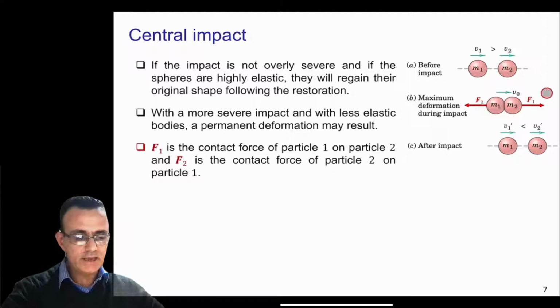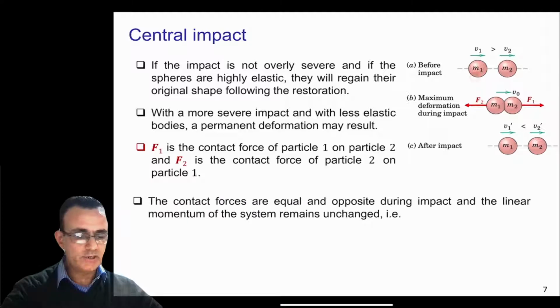and F2. So F1 and F2 are the contact forces. F1 is the contact force of particle 1 on particle 2, and similarly F2 is the contact force of particle 2 on particle 1. And these forces are equal and opposite, as you can see in this case here. Now the contact forces are equal and opposite during impact, and therefore the linear momentum of the system remains unchanged. So here we can apply the law of conservation of momentum, but this law will be applicable to the whole system, which in this case consists of two particles.